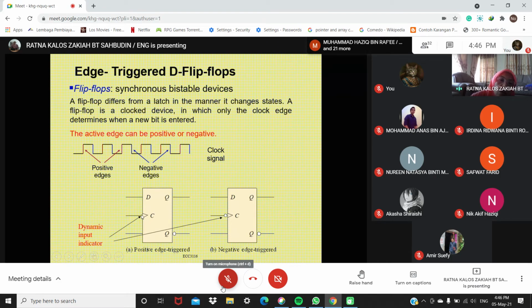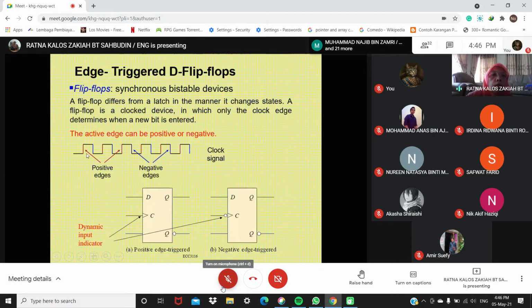Okay, now this clock, you don't have a bubble. This clock, you have a bubble. So this means negative edge triggered. When you don't have the bubble here, this is positive edge triggered. So now look, this is the clock. For example, you have the clock here. The active edge can be positive or negative.